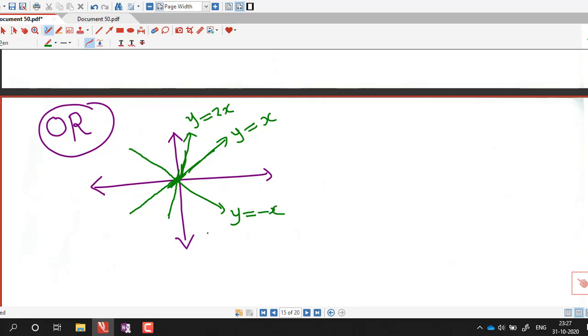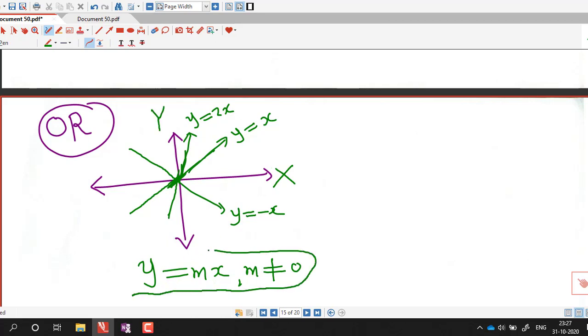So if I want to represent all the lines passing through origin in a single equation, then I can write y equal to m into x, and for simplicity I can write m not equal to 0, because if m equal to 0, then we have y equal to 0, that is only x-axis. But if we want to represent all the lines passing through origin, then we can write y equal to m into x. M is non-zero as well as x is non-zero. So this equation represents all the straight lines passing through origin.